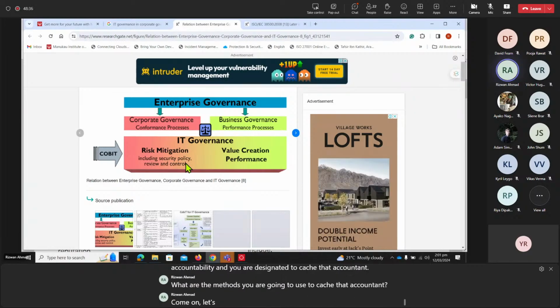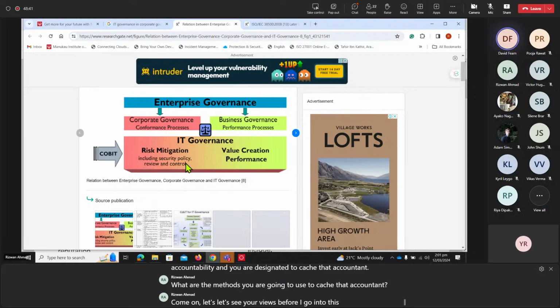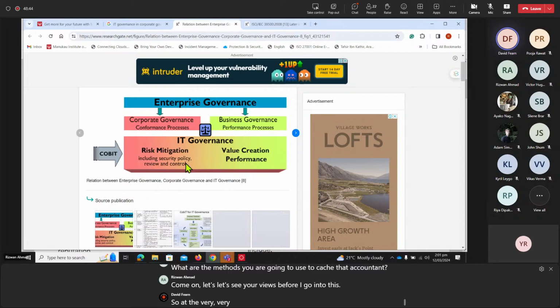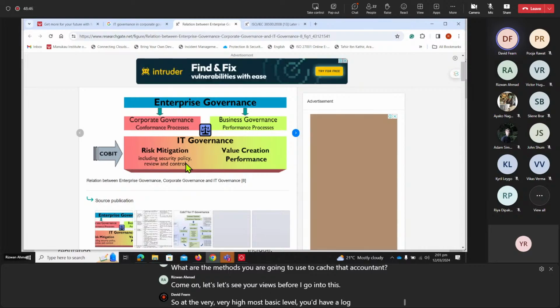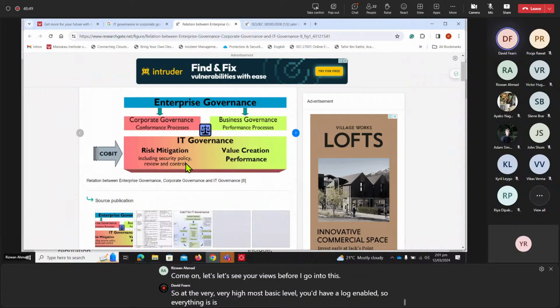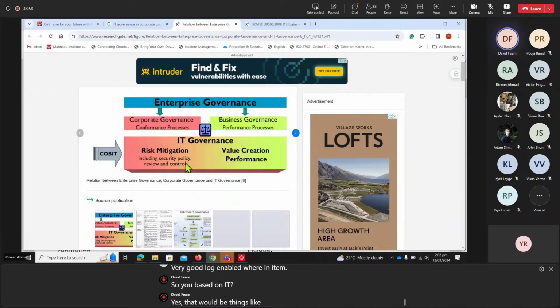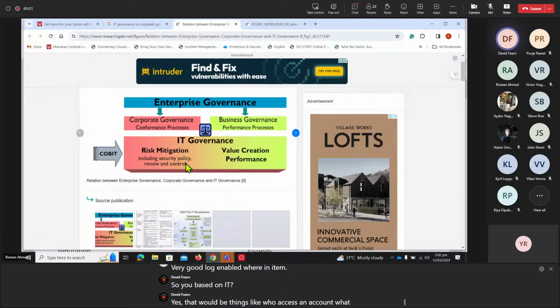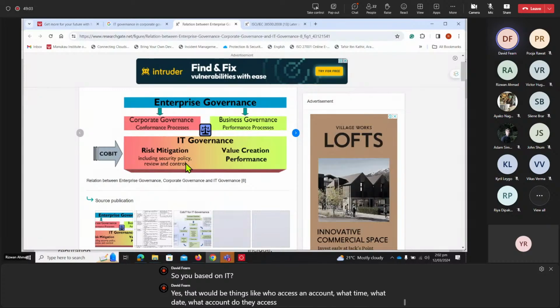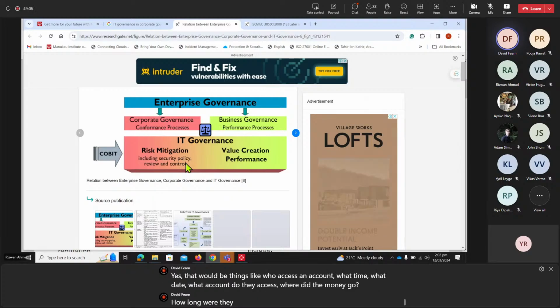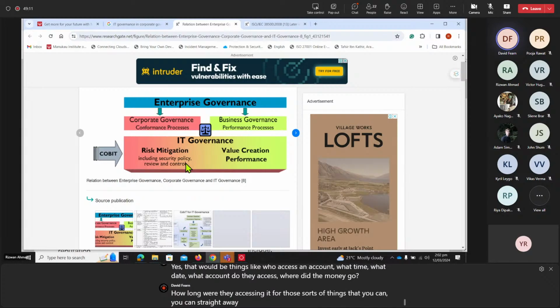Come on, let's see your views before I go into this. At the very most basic level, you'd have a log enabled, so everything is recorded. Very good. Log enabled where? In IT, yes. Things like who accessed an account, what time, what date, what account they accessed, where the money went, how long they were accessing it for, so that you can straight away pick up unusual patterns.